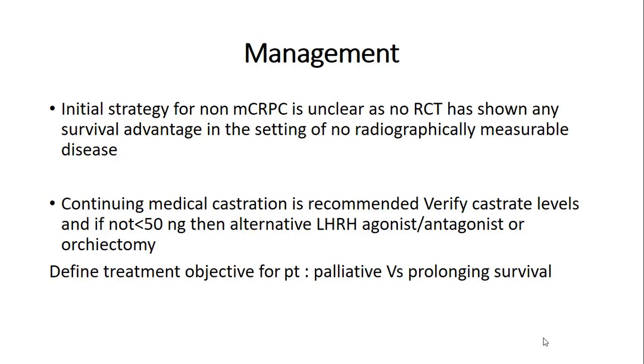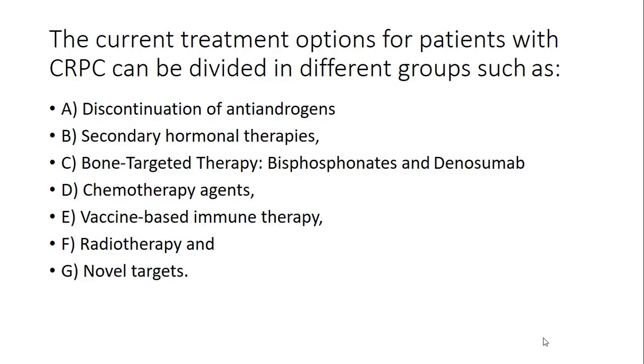Initial strategy for non-metastatic CRPC is unclear, as no radiotherapy has shown any survival advantage in the setting of no radiologically measurable disease. Continuing medical castration is recommended. Verify castrate level, and if not less than 15 nanograms, then use alternative luteinizing hormone releasing hormone agonist or antagonist or orchiectomy. So define treatment objective for the patient: palliative versus prolonging survival.